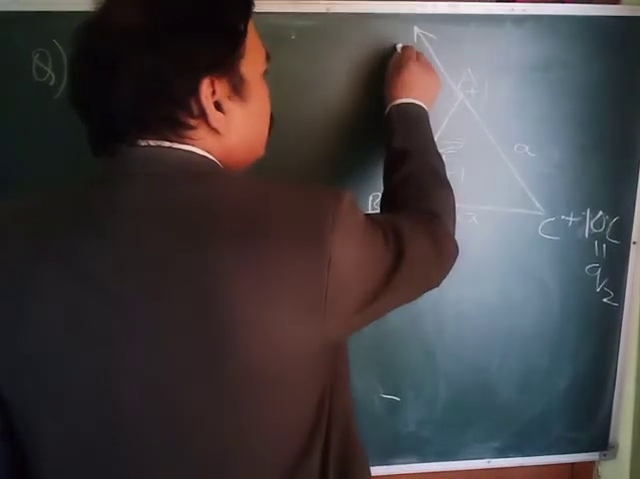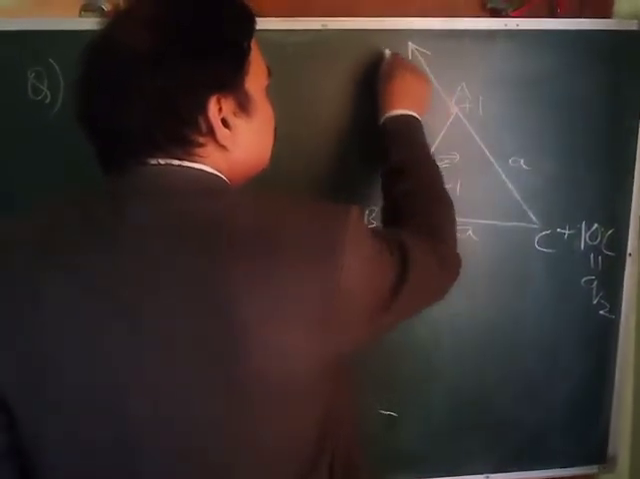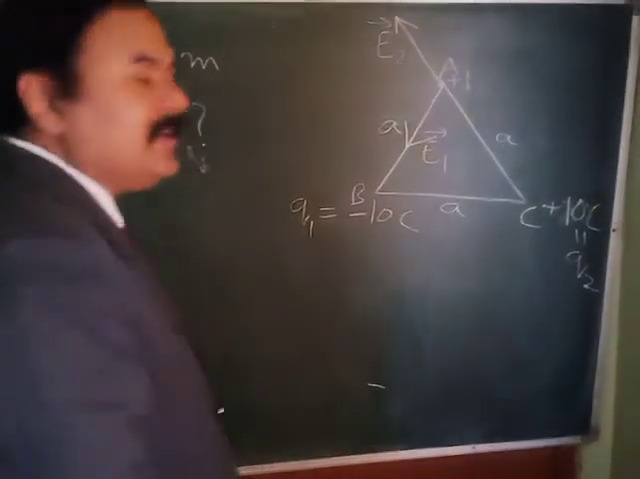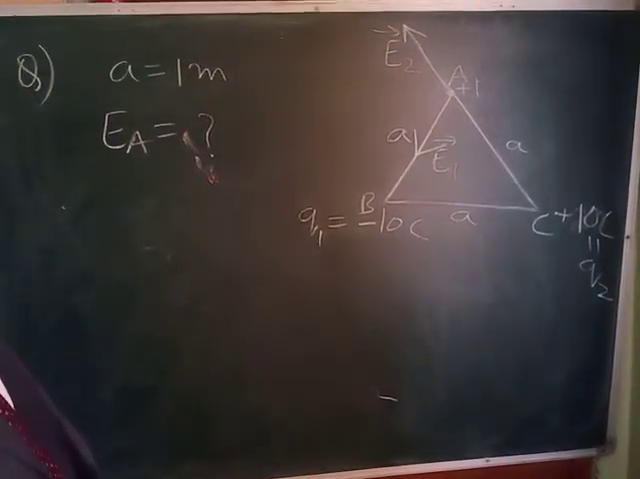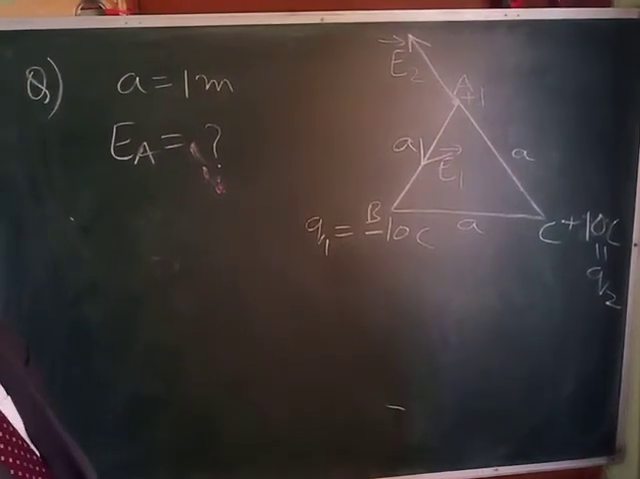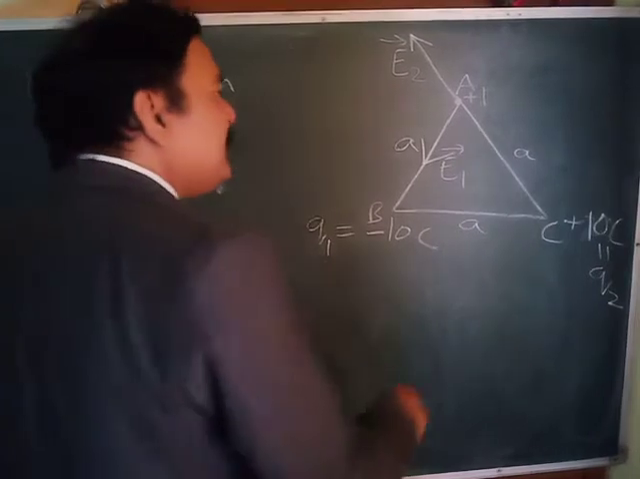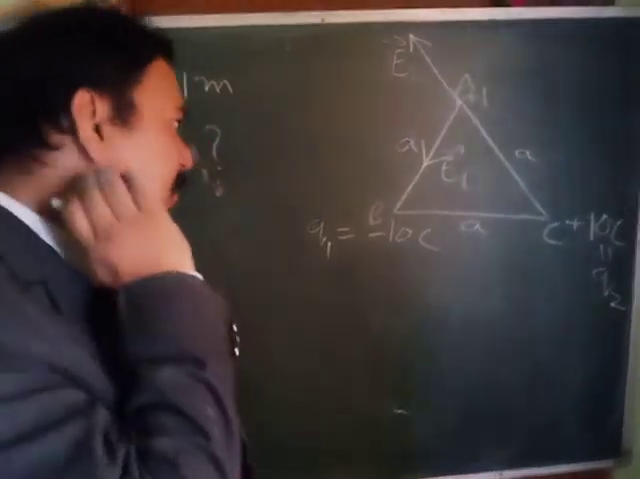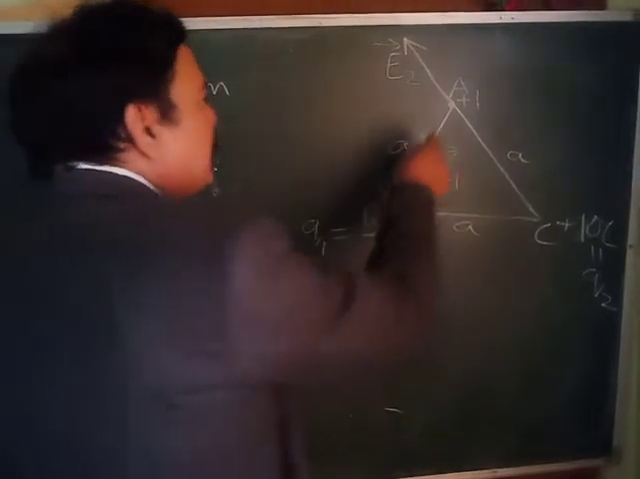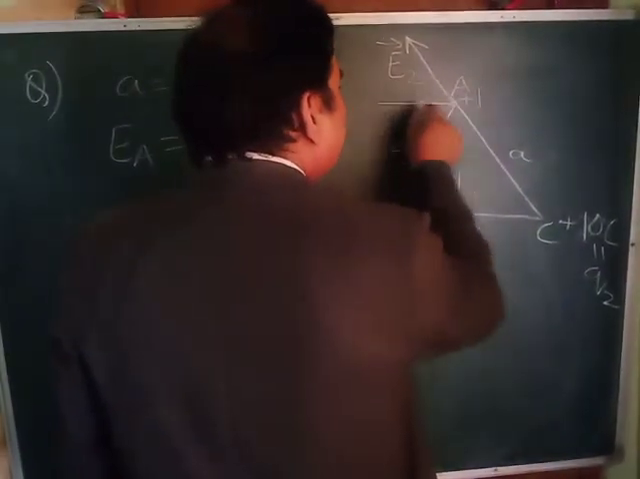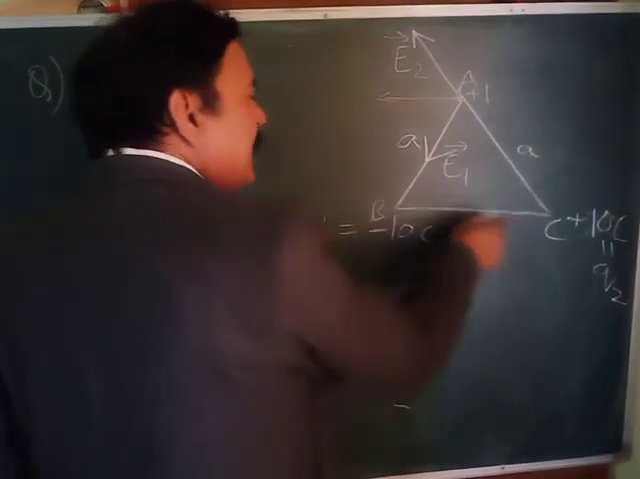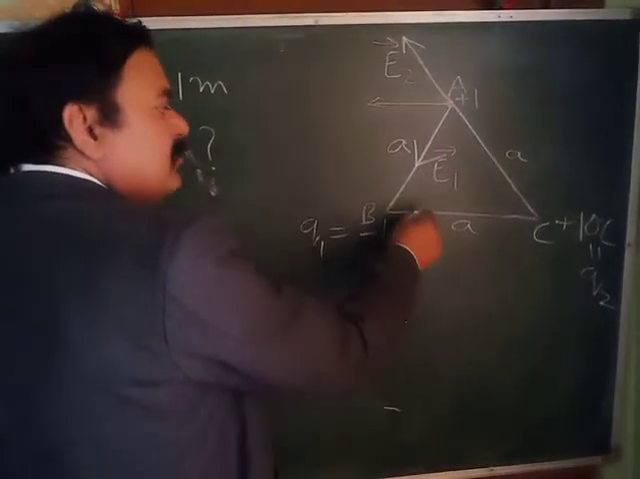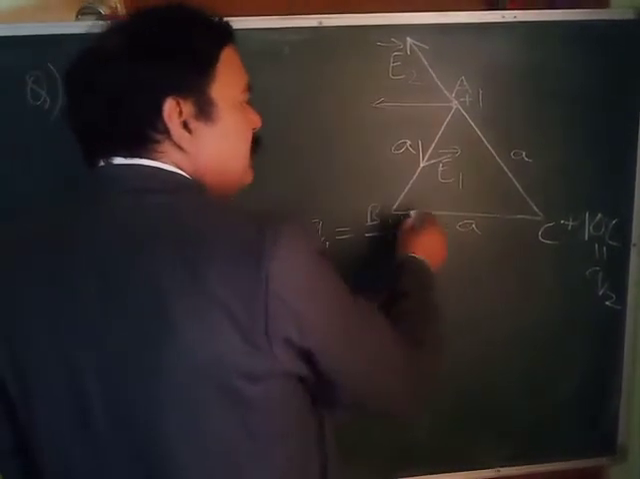So electric field due to charge q2 is E2, directed in this direction. These are the directions of the two electric field intensities produced by the two different charges. Now we need to find the net electric field. In order to find it, we can draw a line which is parallel to this base. This line is parallel to BC.